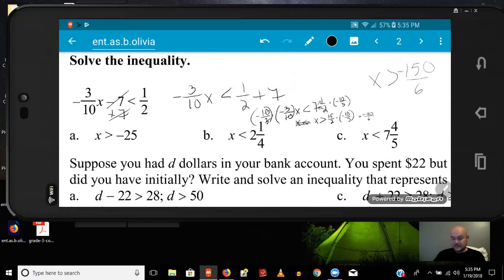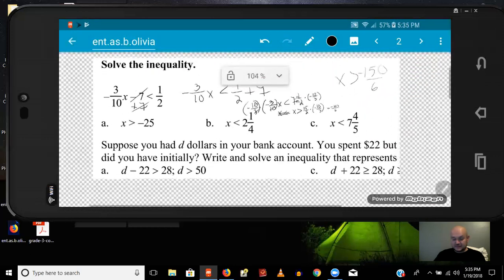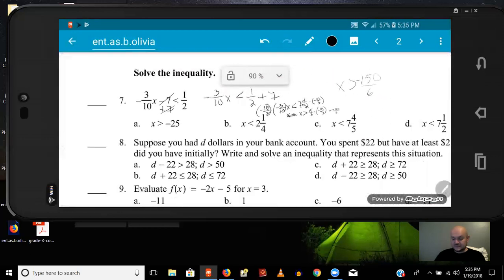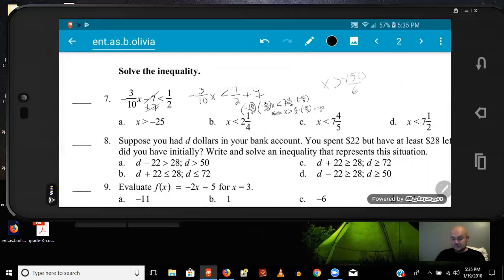-150/6. I can look at my answers and see, okay, from A, B, C, and D, the only one that's negative, that's not negative, that's not negative, that's not negative, and the signs are all off, except for this one. So that's the answer for that one.